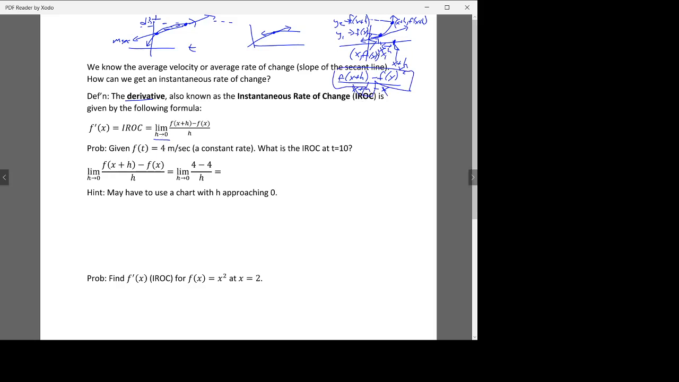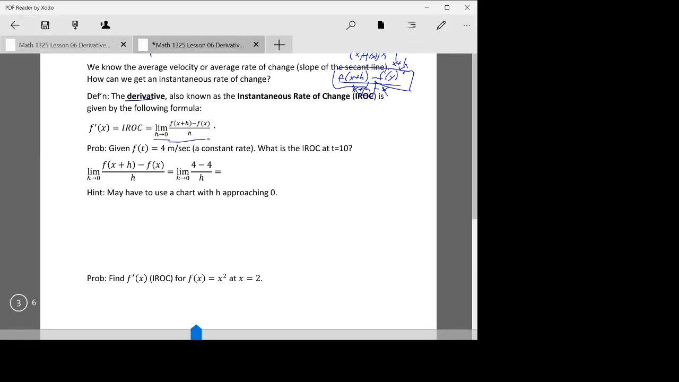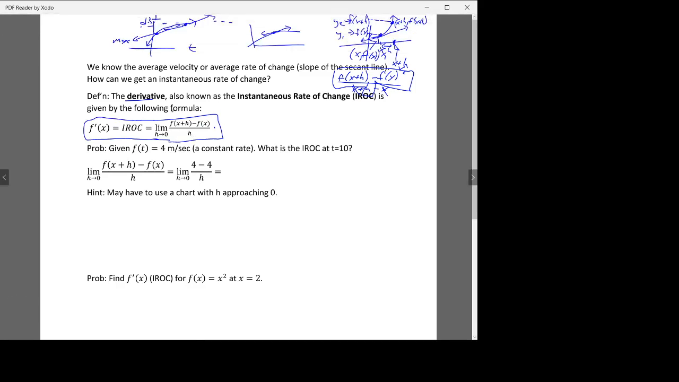And then we just watch as h goes to 0. We shrink that h. So that's the formula for the derivative, or we also call it the instantaneous rate of change. Like we talked about speed a little bit, this is your average speed, the secant line, and this right here is what the speedometer read at that point in time.